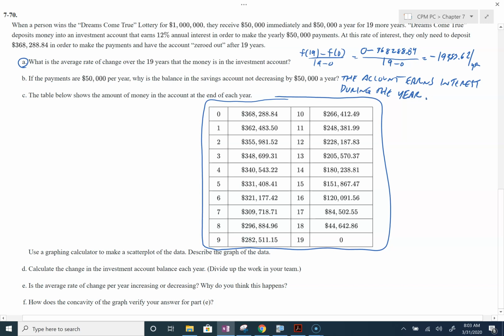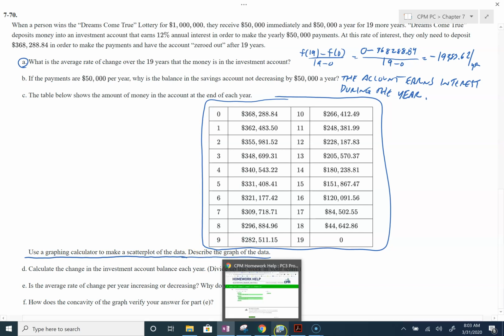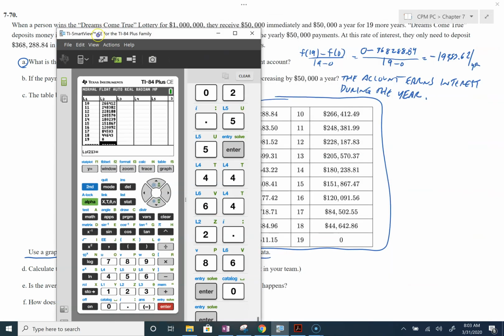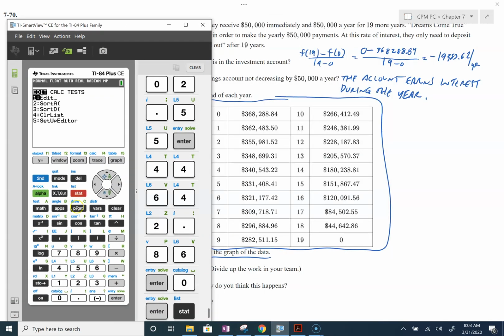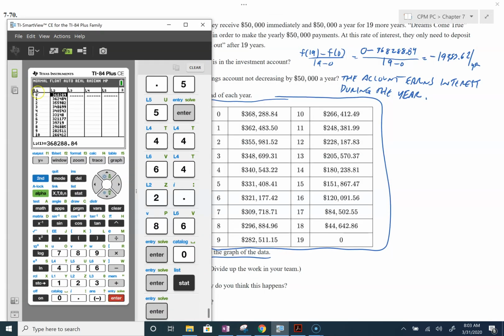Okay, part C says use a graphing calculator to make a scatter plot of the data. Describe the graph of the data. Okay, so if we take our graphing calculator and go to Stat, Edit, it's going to get you in the list mode, and so you want to clear out the lists that you have there by putting the cursor on the list title and pressing the clear button. Never the delete button. You don't want to delete the list title, you just want to clear the list.